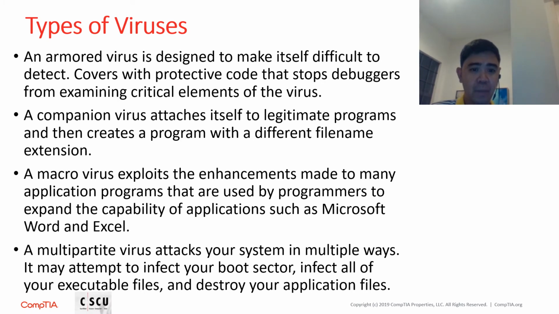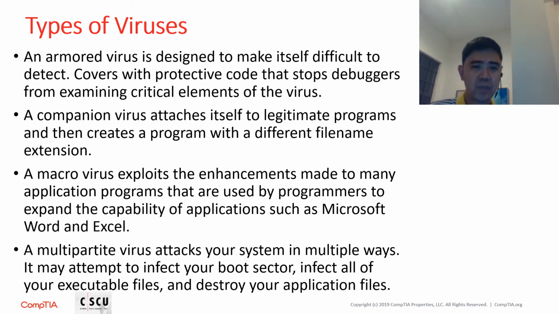A companion virus, on the other hand, attaches itself to legitimate programs and then creates a program with a different file name extension. This file may reside in your system's temporary directory. So when a user types the name of the legitimate program, the companion virus executes instead of the real program.